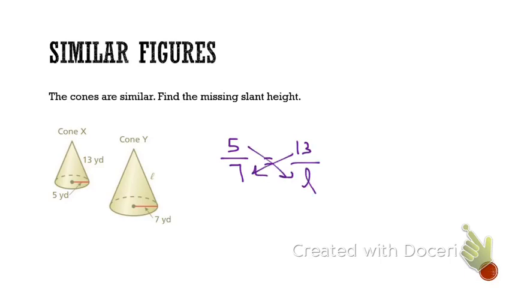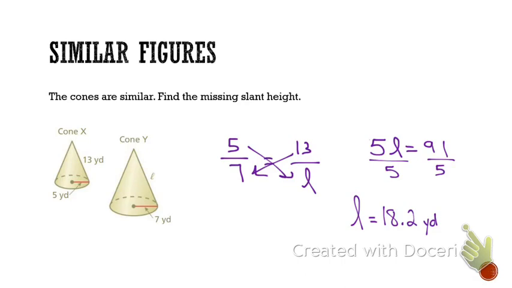Do our cross products, and we get 5L equals 13 times 7, which is 91. Divide both sides by 5. And 91 divided by 5 is 18.2. So L, I know it's kind of a weird variable to use for slant height, equals 18.2 yards. All right, so as long as you can set up your proportion, this is a pretty simple problem to solve.